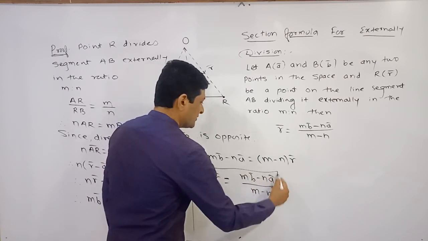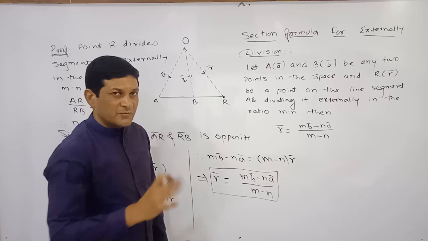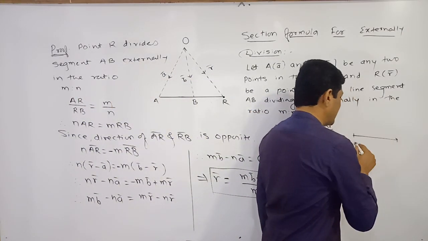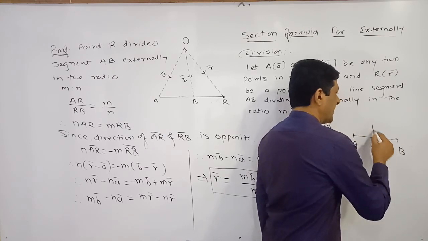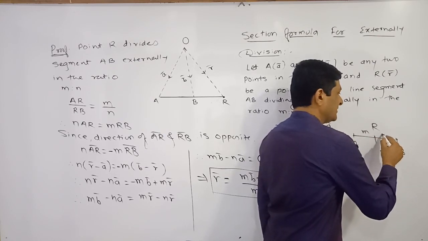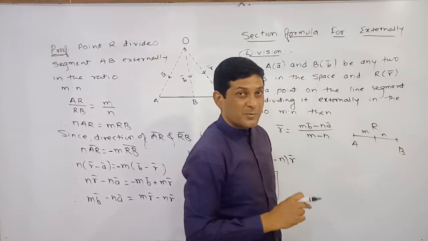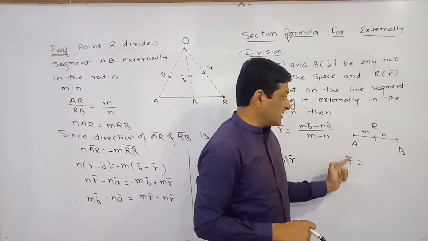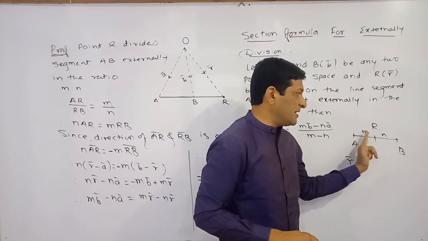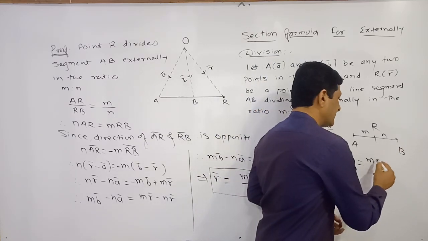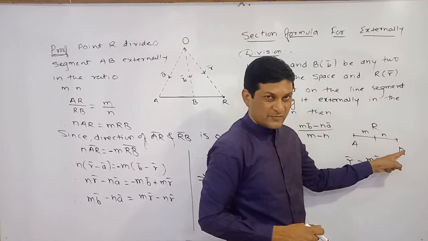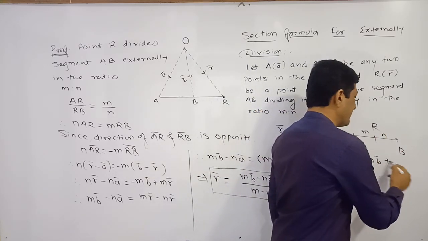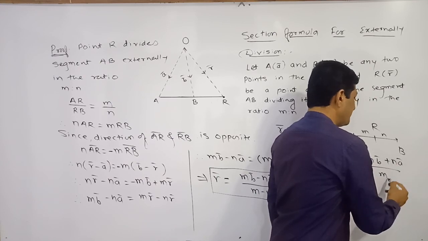And this is what we call the section formula for internal division. Now if you observe these two results very carefully, one segment AB is given to us, and if point R divides this segment internally in the ratio M is to N, then which type of result are we getting? R bar is equal to, now observe the result very carefully, M will get multiplied on this side, M into B bar, which is nothing but the position vector of this point, and N will get multiplied on this side, N into A bar, upon M plus N.